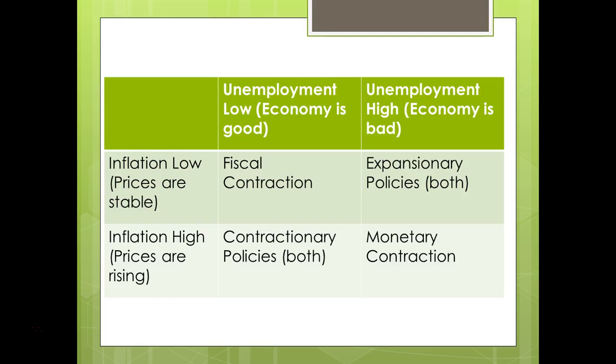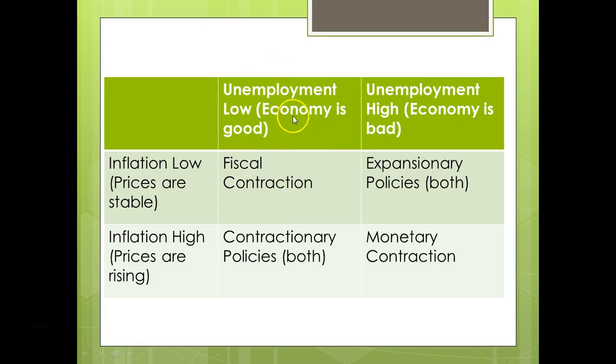And actually, one more thing, I just want to show you this chart. This is another way to think of it. If there is low unemployment, the economy is doing well, and inflation is low, then we can use fiscal contraction because that slows down the economy, and it can then be used to pay off our national debt.